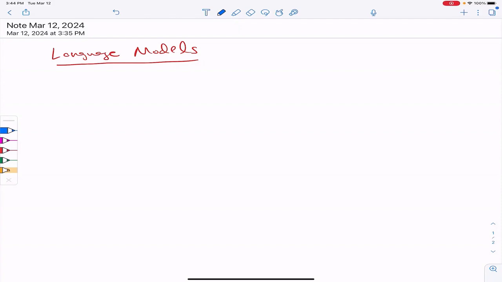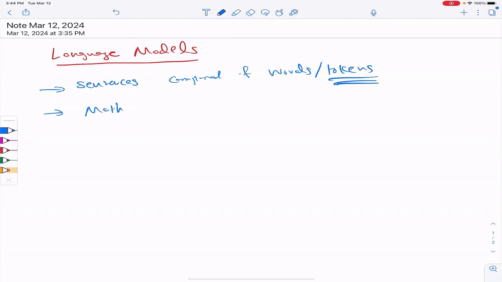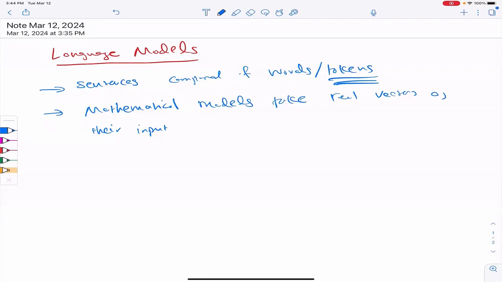So at the heart of it is how we can input sentences or words into these mathematical models, because inherently, sentences are composed of words or tokens, but mathematical models take real vectors as their input. So here you see a contradiction.